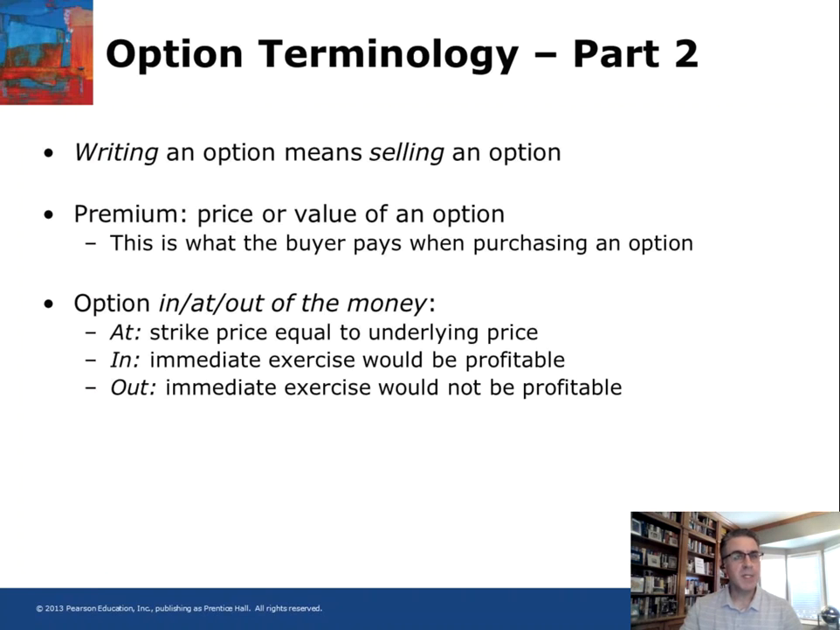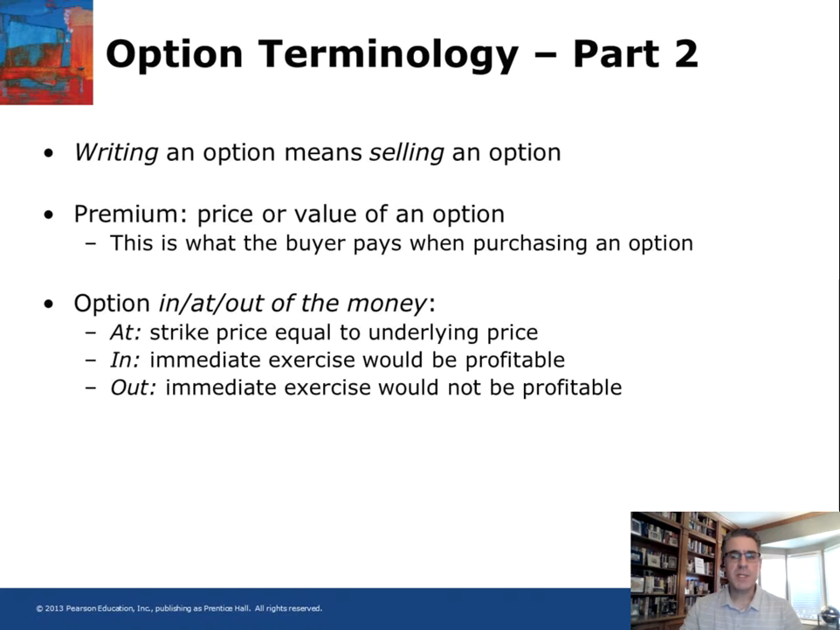Finally, we have what's known as the moneyness of the option. This refers to whether or not the option would be profitable to exercise at a given point in time, which is a function of the strike price and the underlying asset price. If the strike price and the underlying asset price are equal, the option is considered to be at the money. Here, there is no advantage to exercising or not exercising.